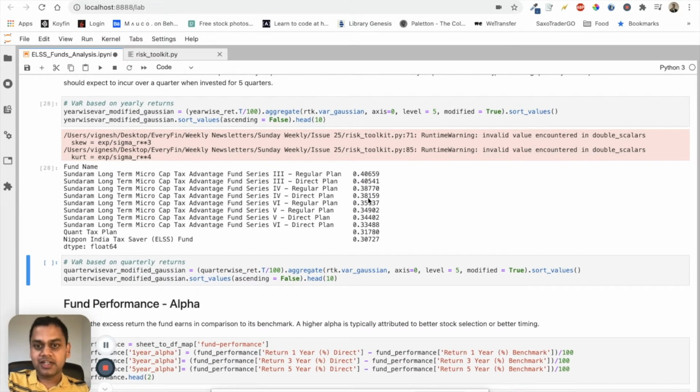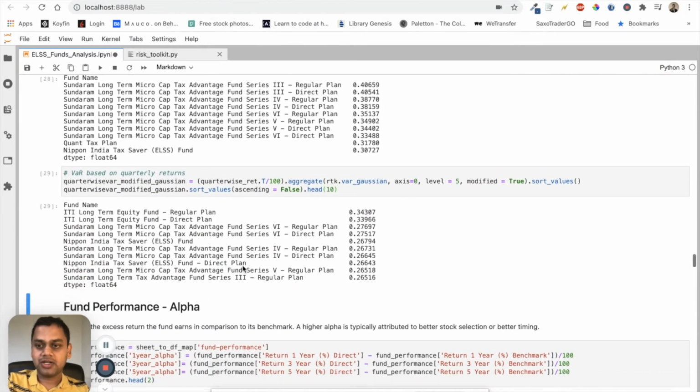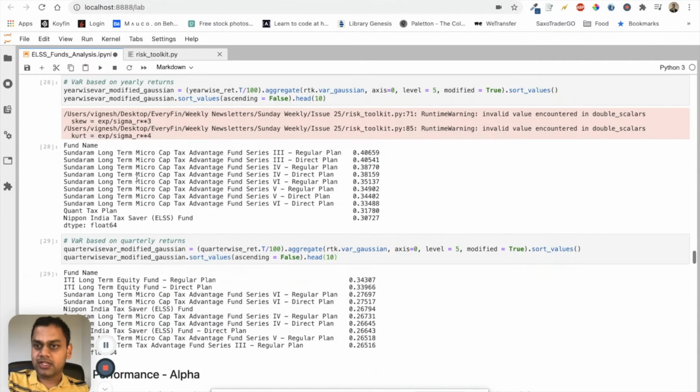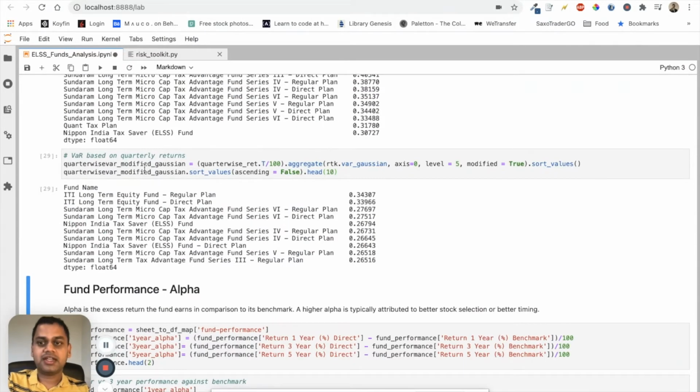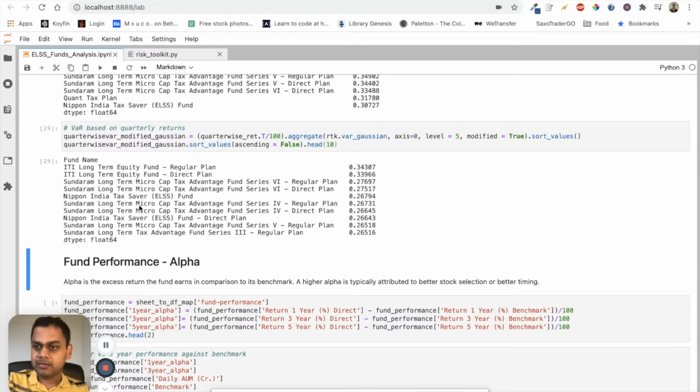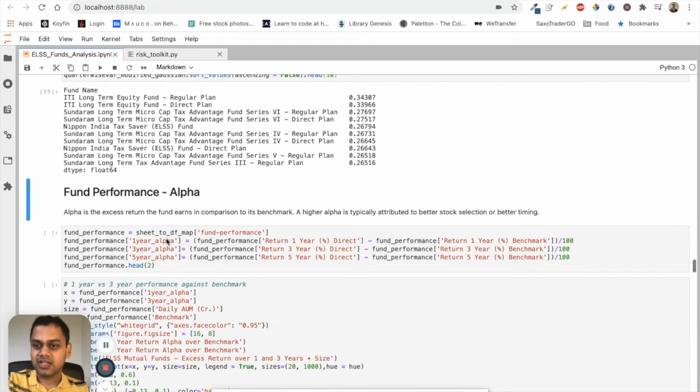the idea is the funds with the highest VaR, value at risk, are the riskiest funds, and you can see most of them are Sundaram funds, and I think I spoke about them earlier as well. Again, we did that with yearly data. This is quarterly data, and the interpretation is that the 5% minimum loss you should expect is about 34% over a single quarter. Again, from the names, you can see the Sundaram funds. So if I were you, I would just stay out of these funds.